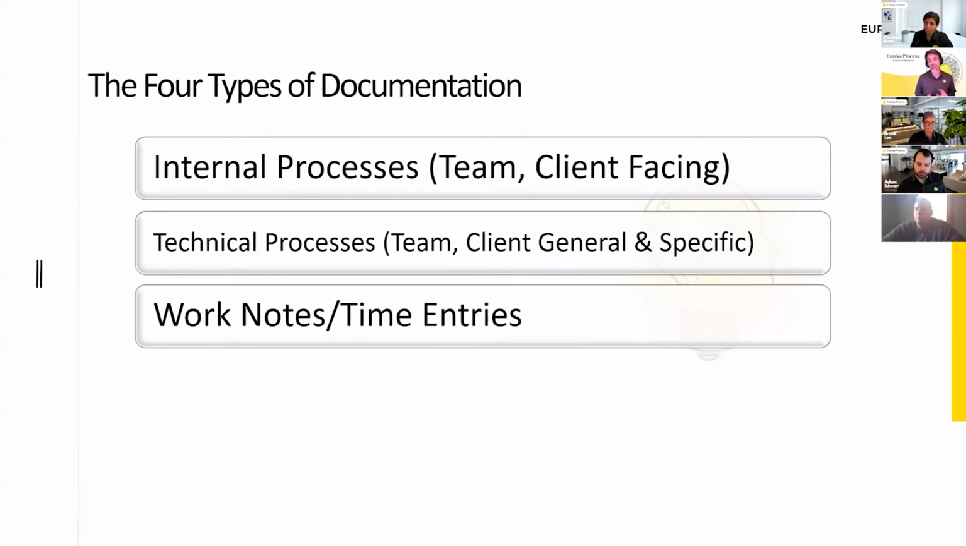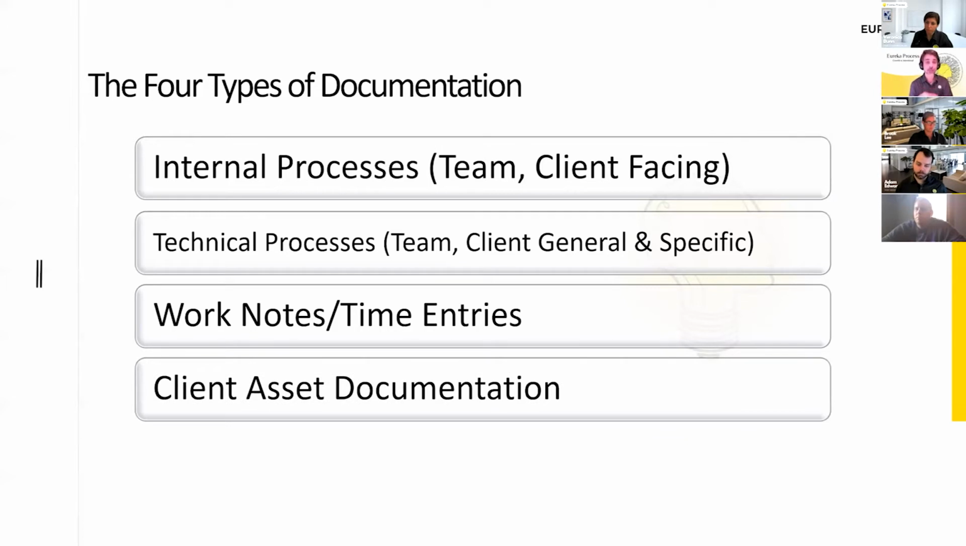Even your work notes and your time entries and your PSA is a type of documentation. It's your work history documentation. There's a lot of clues there when you're troubleshooting problems based on that. And then what we're here to talk about today is client asset documentation. This is the inventory of things, both those real, such as hardware, and those a little less tangible, such as software, network diagrams, etc. I do include passwords as a type of client asset documentation, even though they could perhaps have their own category.